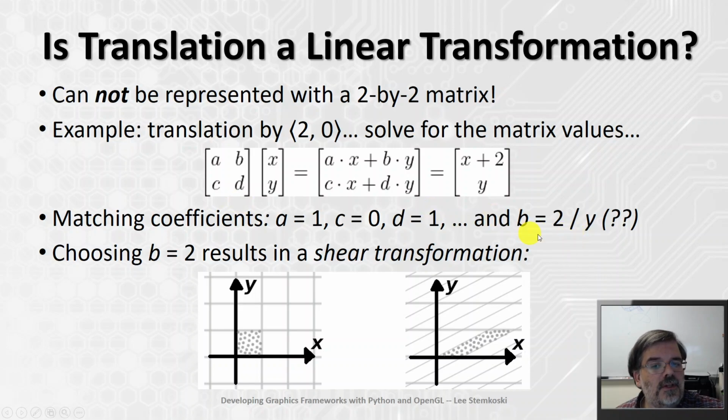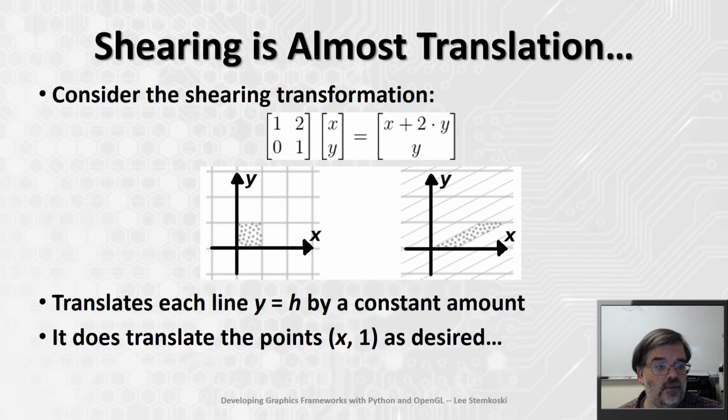Now you might say, well, what if we just let b equal 2? Then we'd get something called a shearing transformation. So if this was the matrix [1, 2; 0, 1], it would take a square grid like this and shift it over to the right. So shearing is almost a translation. The points along each line are being translated by a different amount. If we used this transformation, the points along the line y equals 1, if y is equal to the constant 1, then we get x plus 2. So that line is getting translated by 2.